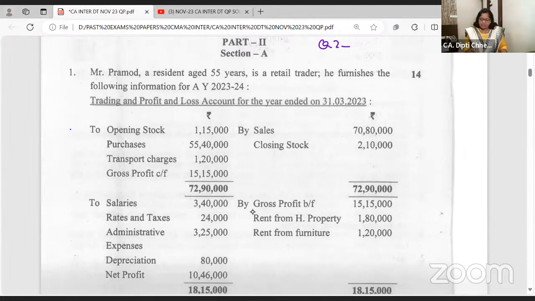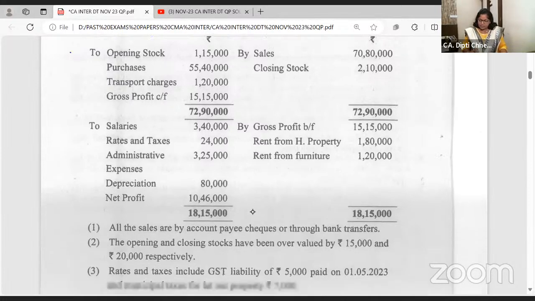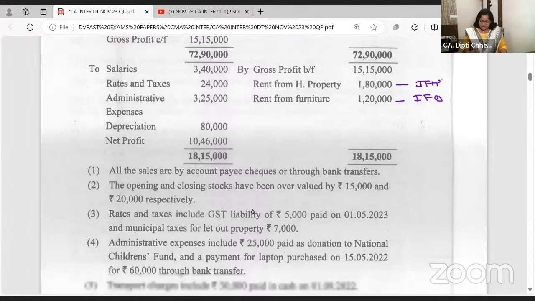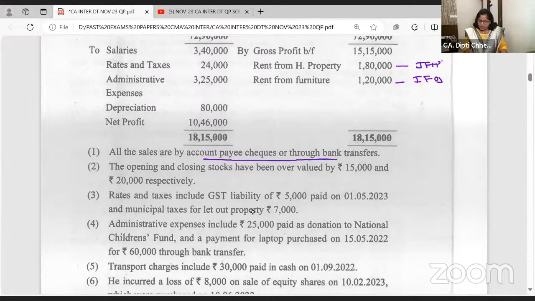Pramod is a resident of 55 years and he furnishes you the following information. Trading, P&L and balance sheet is given. Sales, closing stock, opening stock, GP. Rent from the house property will go to income from house property. Furniture's rent will go to income from other sources. Salary rates and all is there. All the sales are account pay. Means if this person decides to go for 44AD, presumptive taxation, he should show 6% net profit on the sales, because all the sales is digital. If it is non-digital, he has to show 8% on sales.